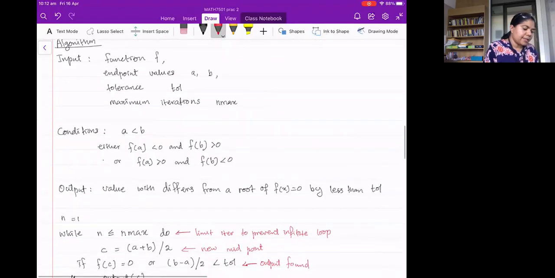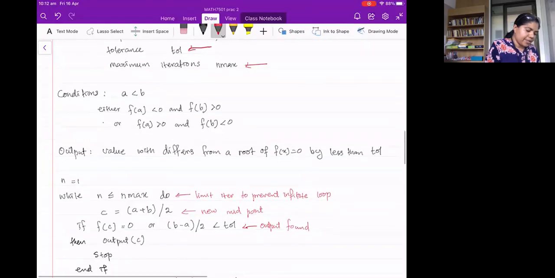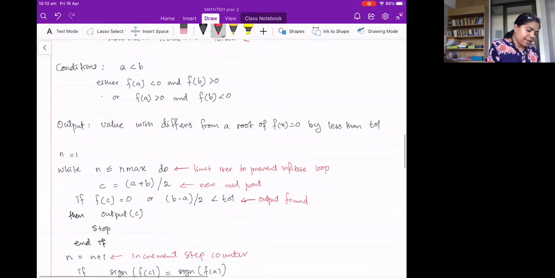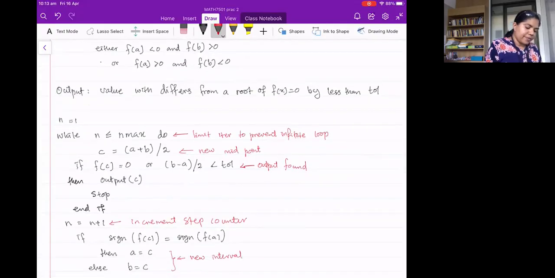But there are advantages of using the bisection method. If you want to write your algorithm, it should be something like this. You input the function f, the endpoint intervals, the tolerance value, and the maximum iteration, and then check the conditions: either f of a is less than 0 and f of b is bigger than 0, or the other way around.